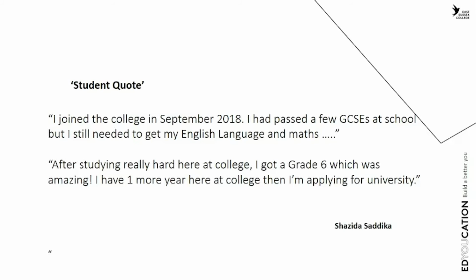I asked Shazida what she would say to 16 to 18-year-olds who were thinking of coming into the college to do the English language GCSE again. And she said, try not to put too much pressure on yourself. You can go at your own speed. I didn't pass the first time, but I did improve, and that's the important thing. And then, after working hard, I did actually pass. I got a grade 6 in the end, which was amazing. It was better than I thought I would get. Getting my English GCSE will open doors for me. I have one more year on my course here, and then I want to apply for university.